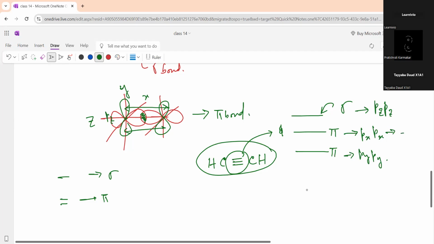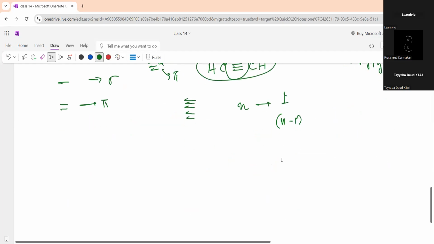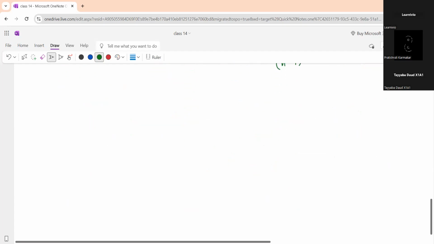So if there are 3 bonds, then one has to be sigma bond and the others are pi bonds. Similarly, if there are 5 bonds or so many bonds, it doesn't matter how many bonds there are. If there are n number of bonds, then one is sigma bond and n minus 1 are pi bonds. Okay, so let's do another example.